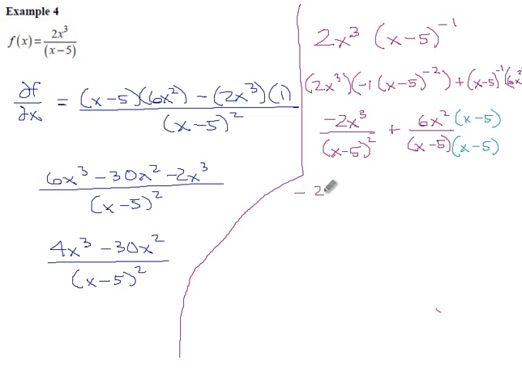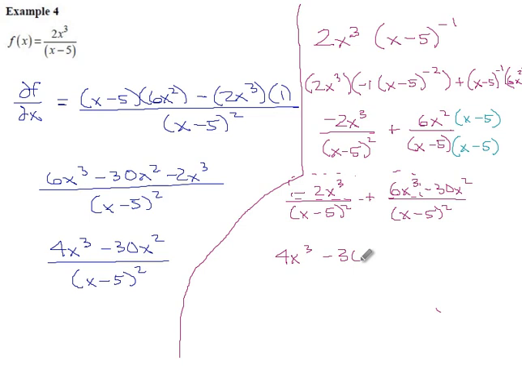So after we do that, we have our minus 2x cubed. This part's just going to sit here for a while. All the action will be in the second term. And for this term, we have x minus 5 all squared. We get 6x squared times x. And we get 6x squared times minus 5. Now that these have a common denominator, we can add them up, and we get minus 2x cubed plus 6x cubed is going to be 4x cubed. Then we're going to get minus 30x squared. And the denominator is x minus 5 all squared.